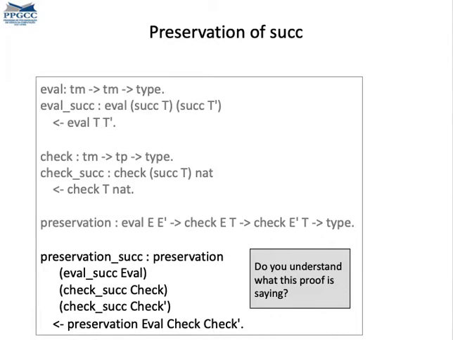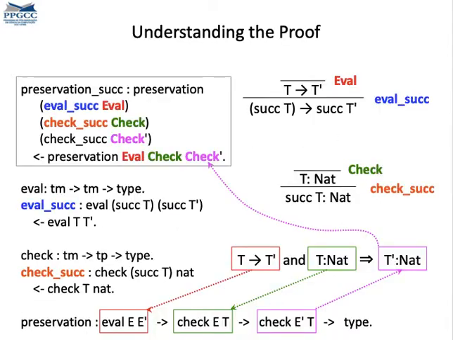Notice that we are using induction. It's easy to see that because of the implication at the end of the proof with this inverted arrow right here. So here's the theorem in pictures. The evaluation rule eval succ requires a premise, which we have called eval. The type checking rule check succ also requires a premise that we have called check.